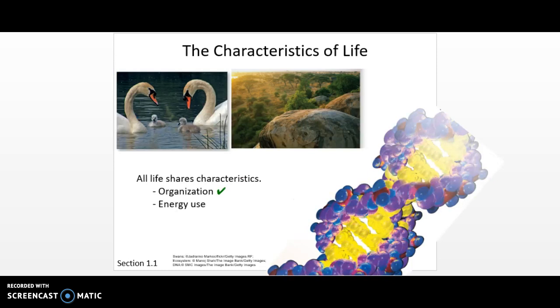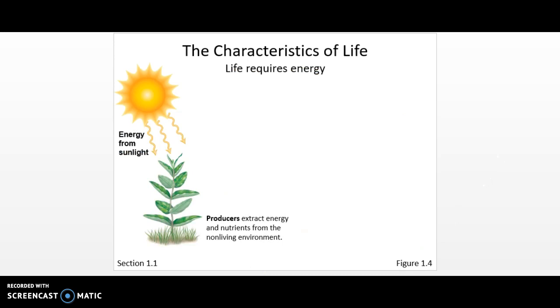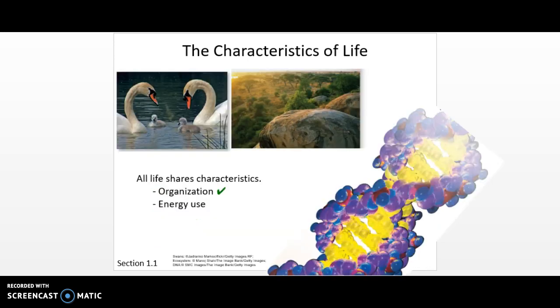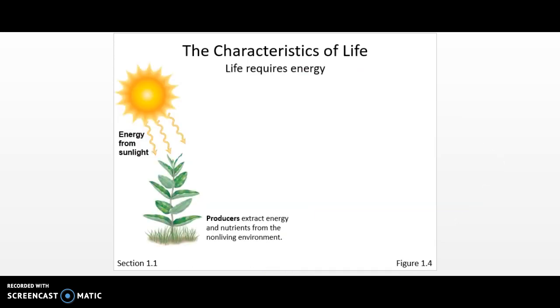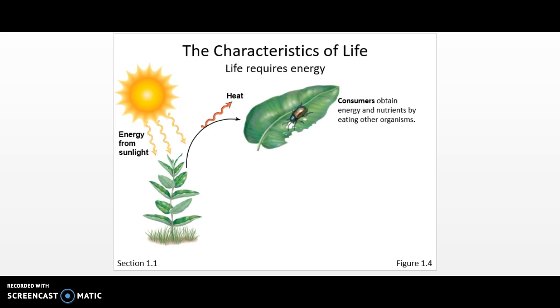We know that all life shares organization and energy use. We get energy from the sunlight. Producers extract the energy and nutrients from the non-living environment. Some of that heat is given off once the plant produces its own food. It's given off to the outside environment. And then consumers will then eat the plant, obtain their energy and nutrients by eating the plant itself.